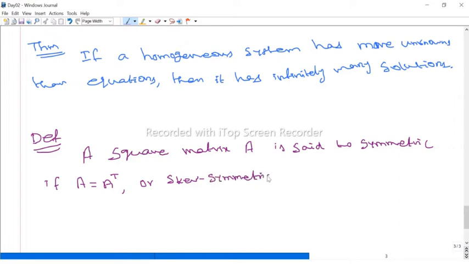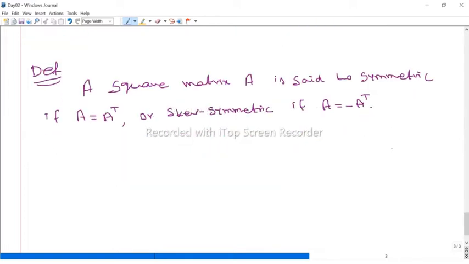A matrix is said to be skew symmetric if A equals minus A transpose. The symmetric matrix and the skew symmetric matrix are very important matrices. Why? Because any matrix can be written as the sum of a symmetric and a skew symmetric matrix. So this is the definition for symmetric and skew symmetric matrices.